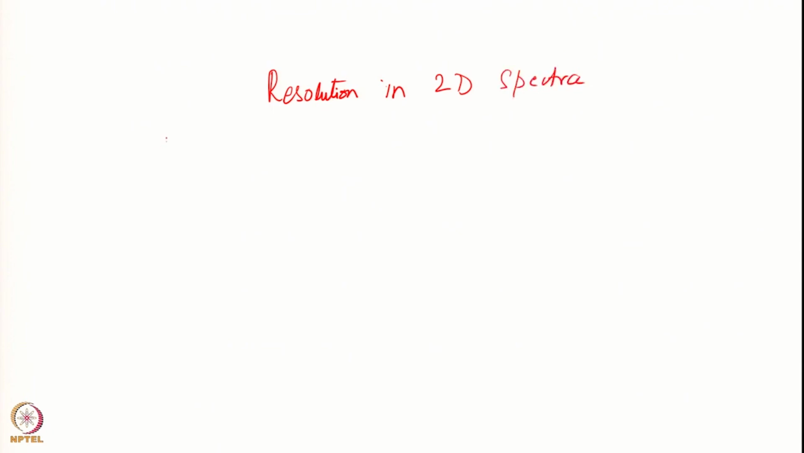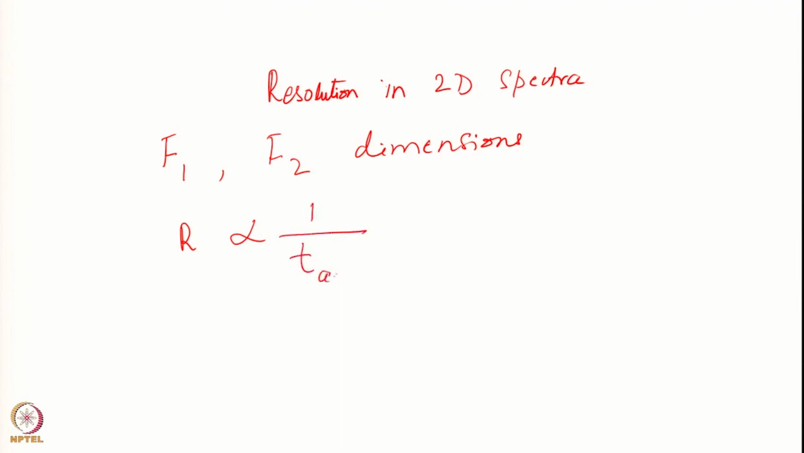So, we should talk about the F1 dimension, or also sometimes called the omega 1 dimension, and the F2 dimension. We have to worry about the resolution in the spectra in both these dimensions. What does the resolution depend upon? If we call resolution R, then it is proportional to the inverse of the acquisition time. If T acquisition is the acquisition time, then the resolution is inversely proportional to the acquisition time.